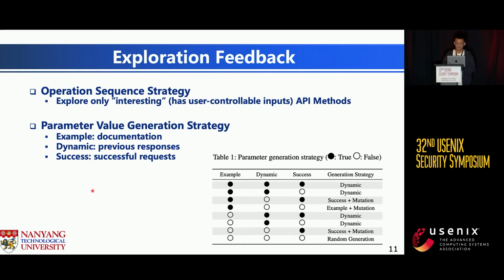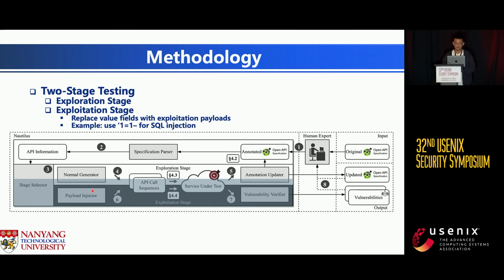Well, the key insight here is that if a request is successful, Nautilus would like to mutate it further. And if it is not successful, Nautilus will follow the documentation to generate a more standard request. By standard, this means that Nautilus uses the example values provided in the documentation. So with the exploration stage, Nautilus further understands how to successfully query the target services.